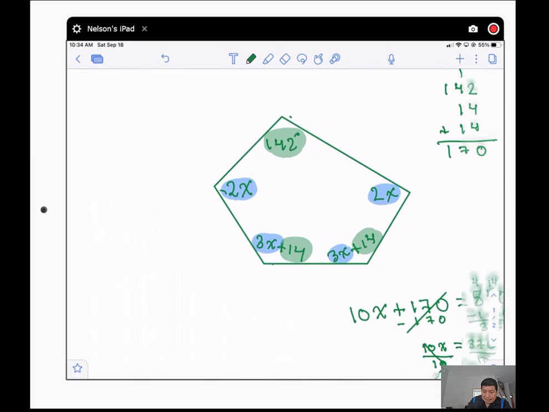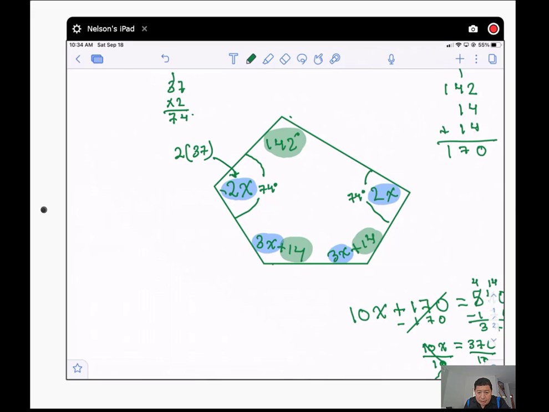What I'm going to do is look at this angle over here, and I am going to substitute in 37 for x. I'm going to multiply 2 times 37, so that's going to make, let's see, 14, carry a 1, 6 plus 1 is 7. So my entire angle is going to be 74 degrees. My other angle over here is also going to be 74 degrees.